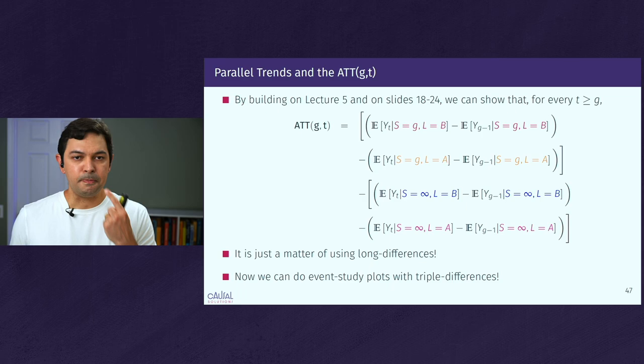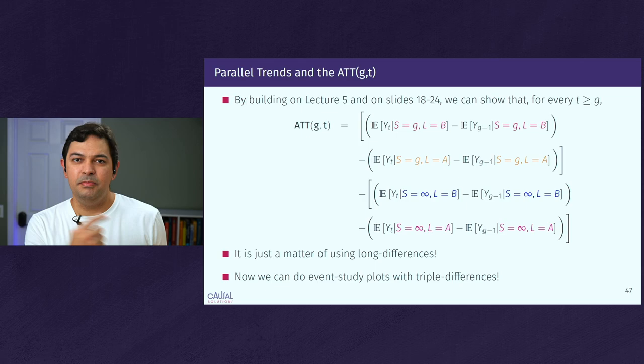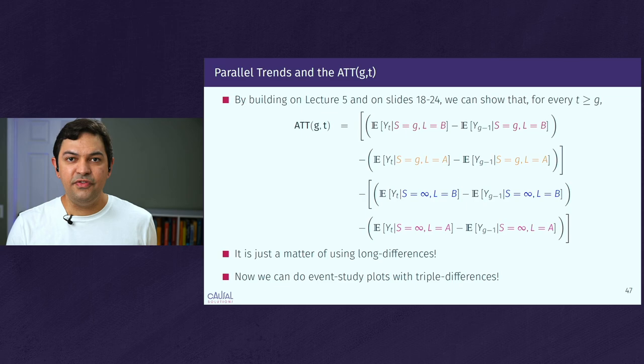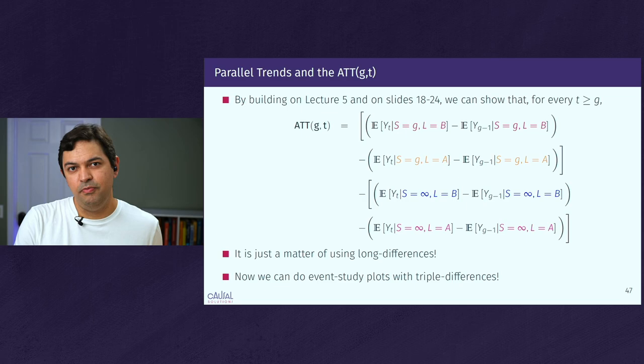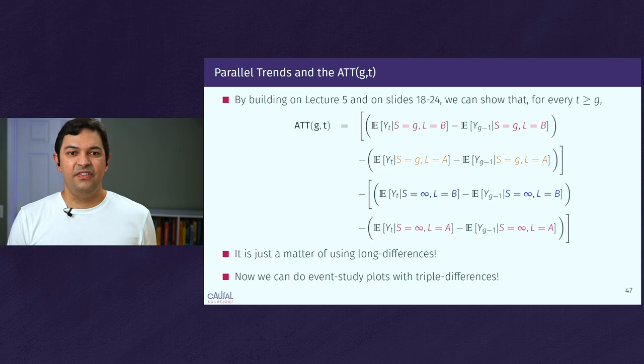So once we have this, following the same steps as we have done in lecture 5, and the same steps we have done here between slide 18 and slide 24, we can get triple difference estimates for these ATTGTs. All you have to do is replace short differences from period 2 and period 1 with long differences from period t to period g minus 1. This is the exact same insight as we have done in lecture 5. Exact same insights we uncovered in our course.